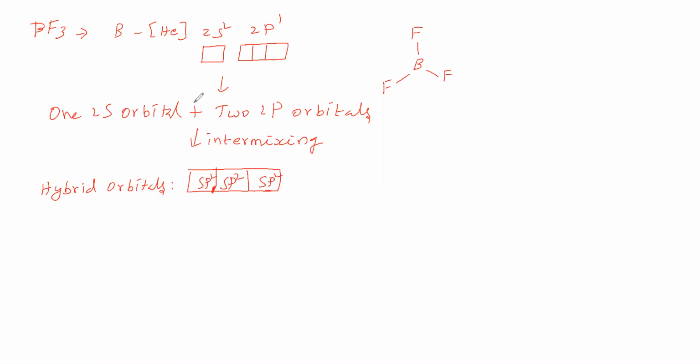Why sp2? Because one s orbital and two p orbitals are mixed. What is the nature of this sp2 orbital? It has 33% s character and 67% p character. These three sp2 hybrid orbitals have the same energy and same shape. So we have to fill the electrons in these hybrid orbitals as per Hund's rule.